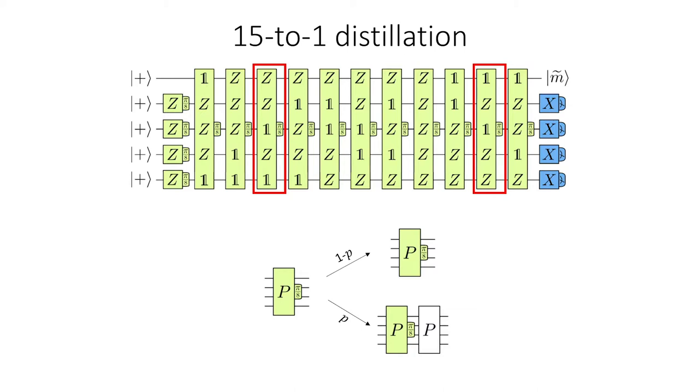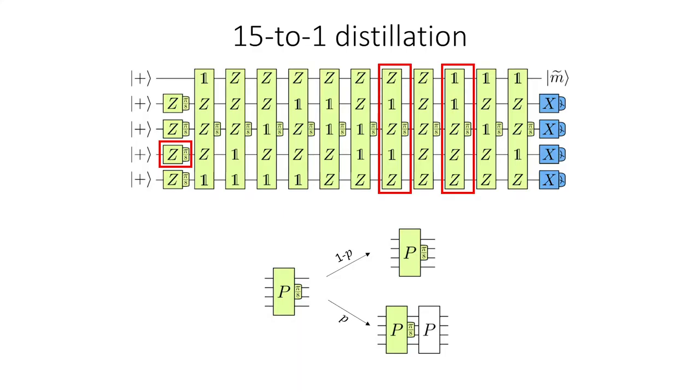So for instance, in this case, this Z error will flip the output state, but these two Z errors will flip this X measurement. This X measurement will be flipped twice, which is bad because then we'll not be able to detect the error. This X measurement will also be flipped twice, but this X measurement will be flipped once, so again we can detect the error.